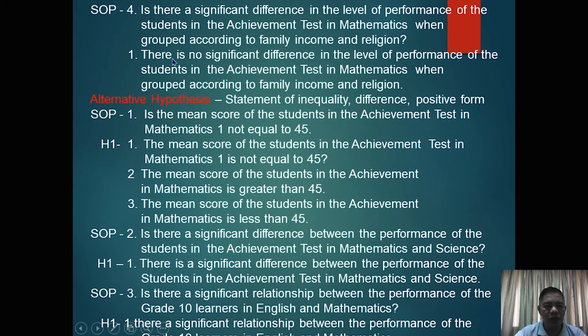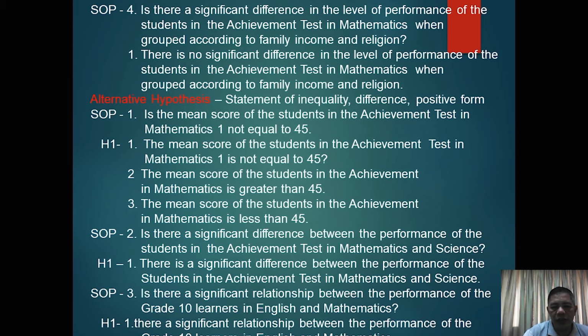The same procedure. Just drop or transfer the "is" to after "there," then replace "a" with "no," and the question mark was replaced by a period. So that's how you will formulate the null hypothesis for this specific question. Let's proceed to the alternative hypothesis.